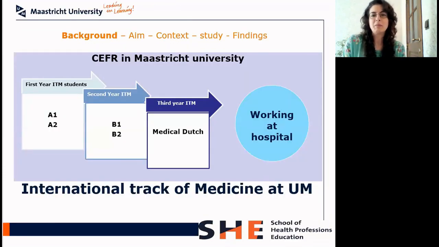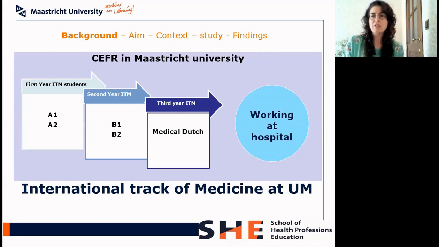Now to give you a little bit of a background on how we use the Common European Framework at Maastricht University. We have an international track medicine, which means students from all over the world can register at our university to study medicine. And for the first 3 years, they can study in English. But because the language of the country is Dutch, everybody has to learn Dutch to be able to work at the hospital as well.